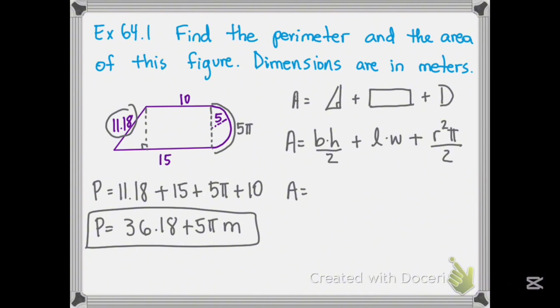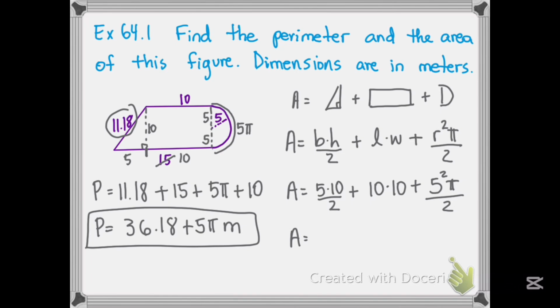The base of the triangle, we have to look for it. We know this is 10 and this is 15, so we have to kind of cut here. That would be 10 here, 5 here. And then this radius is 5, so this is also 5. So the height of the triangle is 10. So I'm going to put 5 times 10 divided by 2. The length of the rectangle is 10, and the width is also 10, so it's actually a square. Remember, drawings are not always done to scale. And then for radius, we're going to use the 5, so 5 squared pi divided by 2.